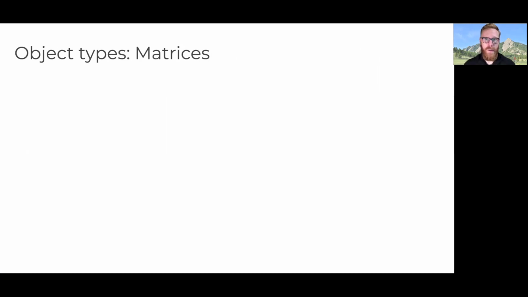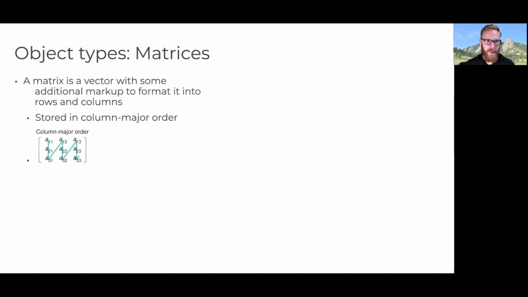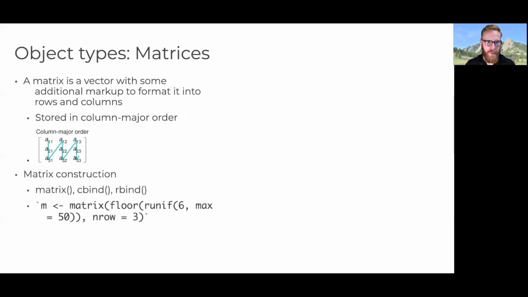Okay, so matrices are another basic data type in R. A matrix is a vector with some additional formatting in order to mold it into rows and columns. And this is not something you need to know necessarily when you're starting out, but these matrices are stored in column major order, which means that you can index into them using a single number. And if you wanted to get the 9th element, that would correspond to this 3rd row and 3rd column in this 3x3 matrix.